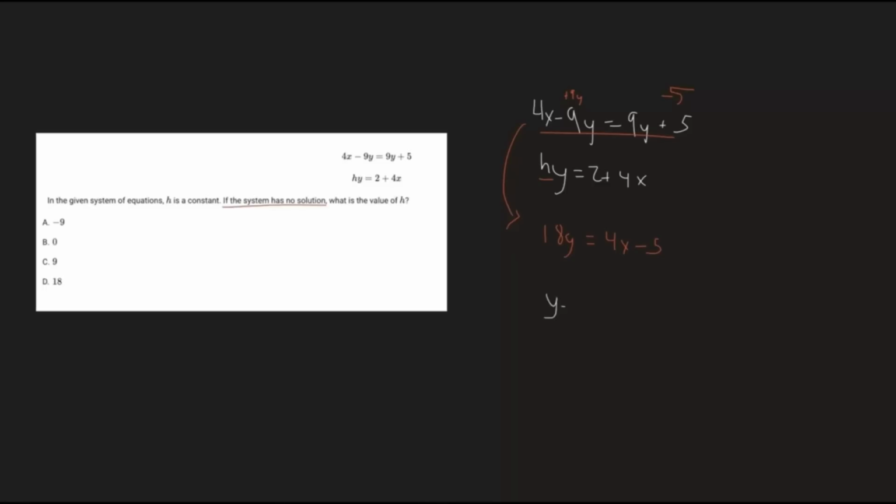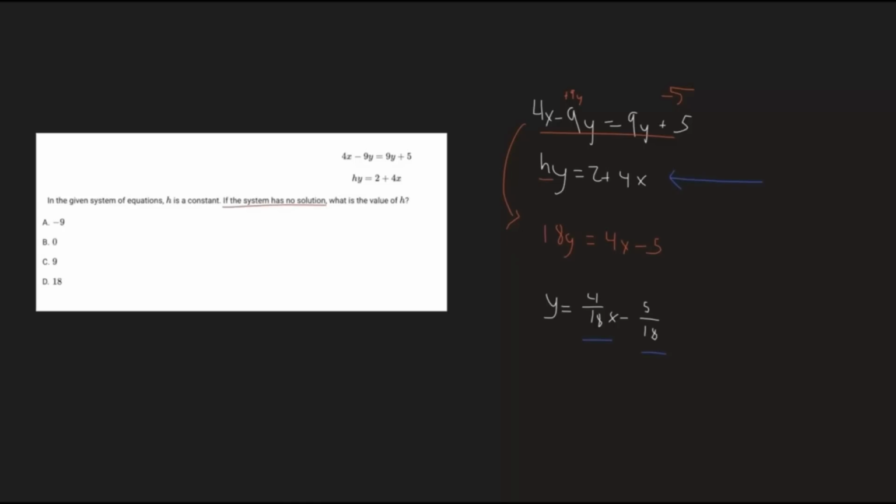So y will be equivalent to 4/18 x minus 5 over 18. All right, so this is our equation, right? That means what we need to do is get the second equation right here to have the exact same slope of 4 over 18, but a different y-intercept. So let's see if we can do that.